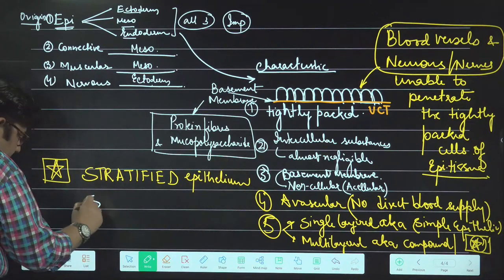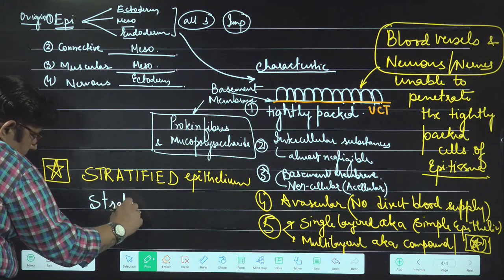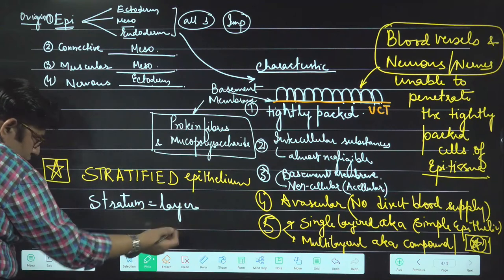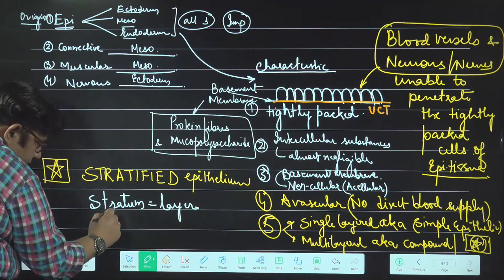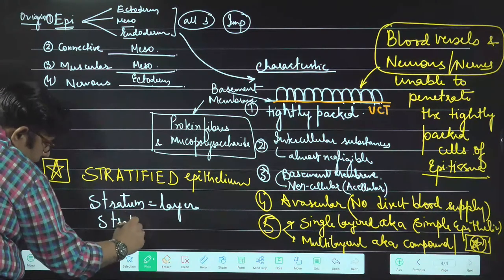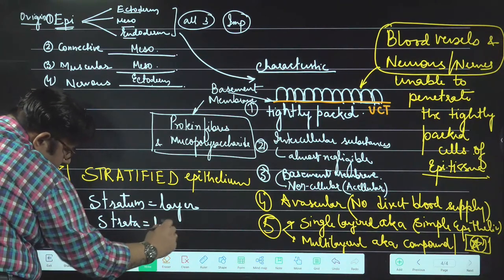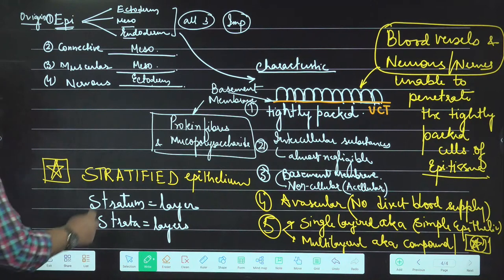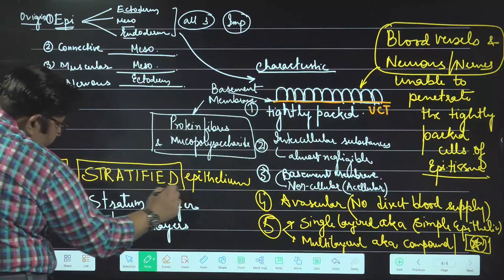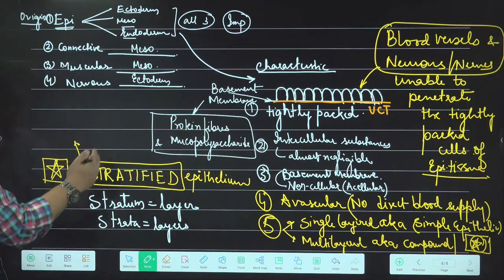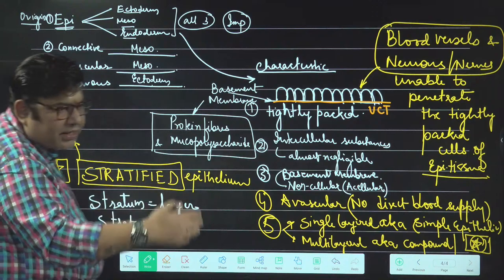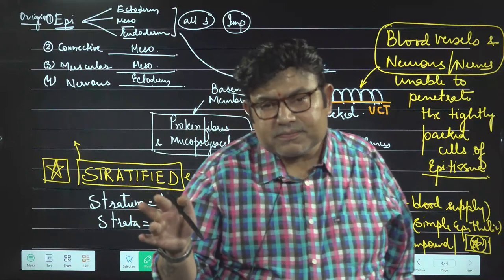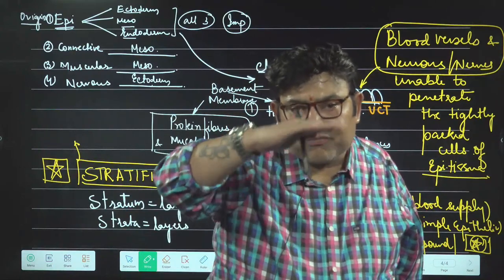Beta, stratum means layer. Its plural becomes strata. Strata means layers. Stratified means multi-layered, having many layers. Stratum means layer, strata means layers. Stratified, it is made up of many layers.